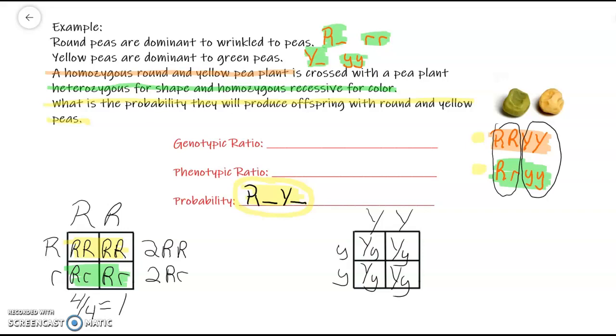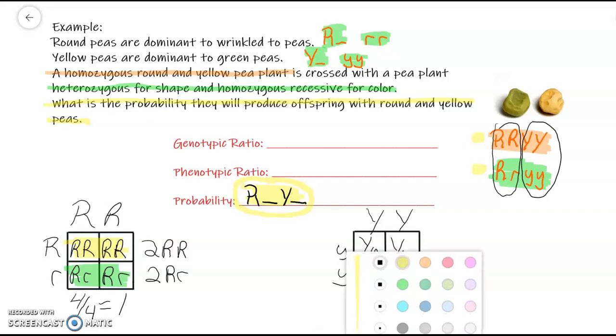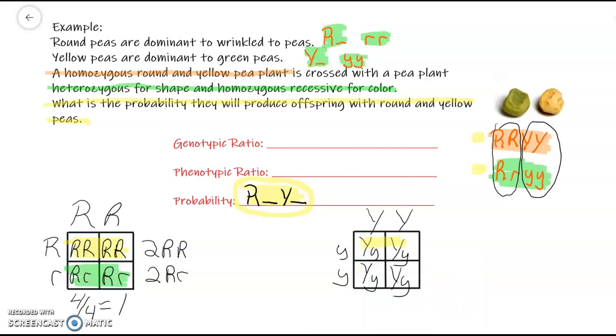Now for the color, let's take a look over here. They are going to have 4 individuals who are all heterozygous for color. So they're all going to be yellow. So every time this couple has a child, that child will be yellow regardless. So make a note, 4 out of 4, which is equal to 1. Again, this is the number for the chance of them having a child who is yellow. This over here was the chance of them having a child who's round.